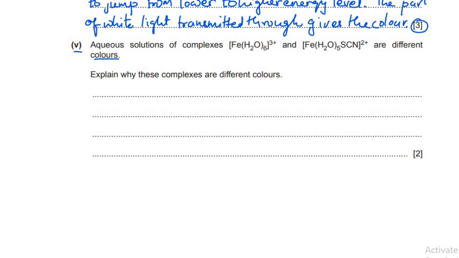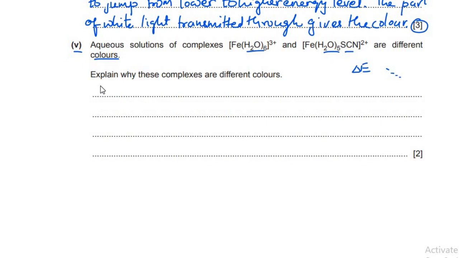The next part says the aqueous solutions of complexes [Fe(H2O)6]3+ and [Fe(H2O)5SCN]2+ are different colors. Explain why these complexes are different colors. Okay, here what's the difference? You can see that there are 6 ligands of water, and here there are 5 ligands of water, and the remaining one is different. Now what difference does this make? The difference in the energy between the 2 d orbital levels. As we have said, the d orbitals are non-degenerate, that is of 2 different energy levels. So the difference between the 2 energy levels is delta E.